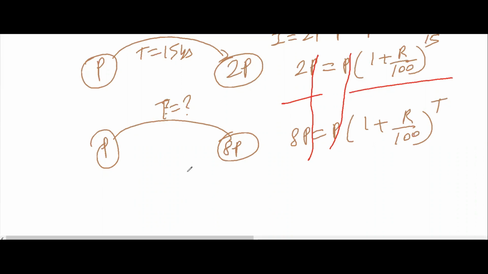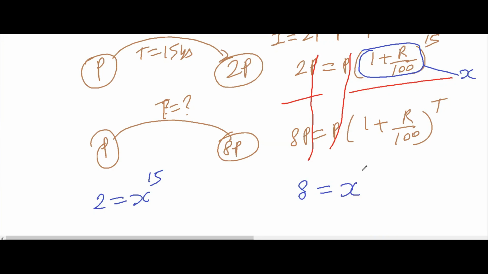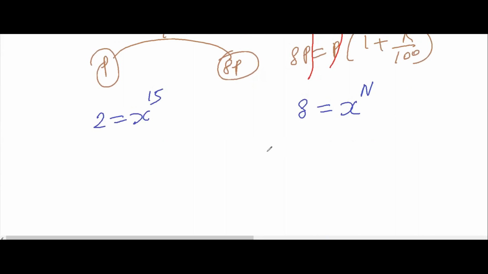So here I am going to assume 1 plus R upon 100 as some variable for simplicity. This 1 plus R upon 100 I will assume as X. So from equation number 1, 2 is equal to X to the power of 15. And from equation number 2, 8 is equal to X to the power of N. Now you can see that I need to find the value of N. I want to eliminate this X. So how can I eliminate it?